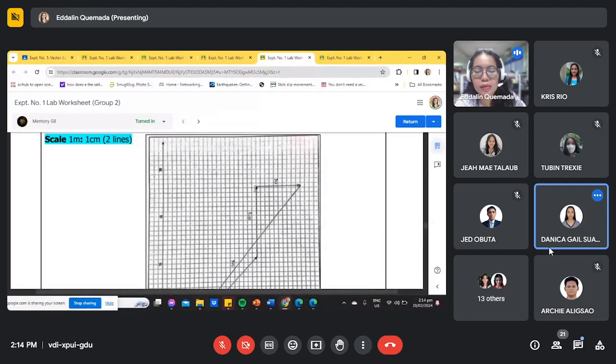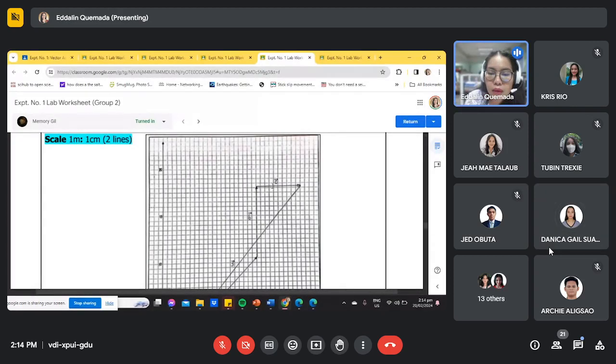Yes, miss. Since it's 5 meters, times 2, you get 10 units. You move to the left, since to the right, right, it's positive. And since it's zero degrees, it's parallel to the x-axis. Exactly, as shown in your graph.